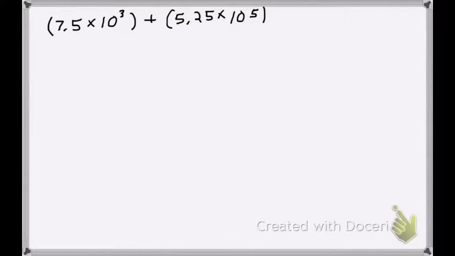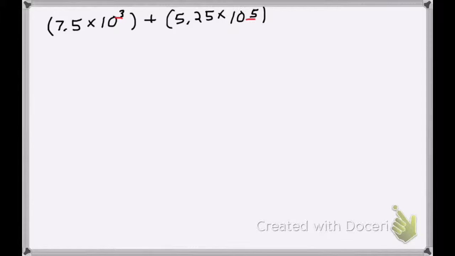Alright, so in this video we will go over the rules of adding, subtracting, multiplying, and dividing scientific notation. We'll start off with adding. To add scientific notation, we have to make sure that the exponents are equal. In our case, we have an exponent of 10 to the third and 10 to the fifth. Therefore, one of the numbers has to be adjusted to make sure that the exponents are the same.